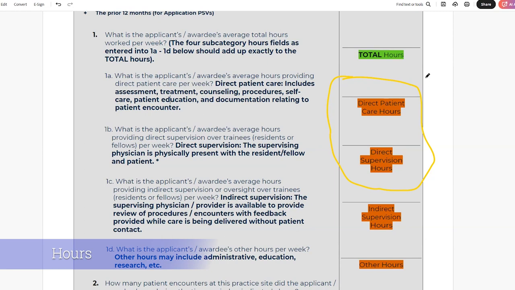So let's say that you work a total of 40 hours at your practice site, and half of your time is spent with direct patient care and half of the time is spent providing direct supervision. You would input the 20 hours for direct patient care and 20 hours for direct supervision. And together, these would equal up to these total 40 hours. And this 40 hours would also count towards comparing if you're meeting your designated hours.